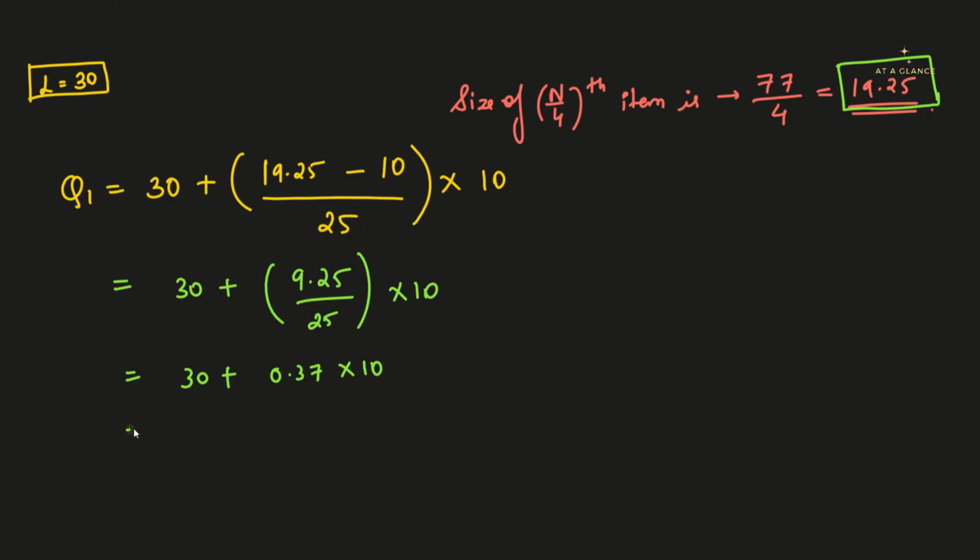Now if you know the BODMAS rule, with the help of that rule, you will first have to multiply. So 30 plus 0.37 multiplied by 10, it comes out to be 3.7. So 30 plus 3.7 is 33.7. So basically we have found out the value of Q1, that is 33.7.